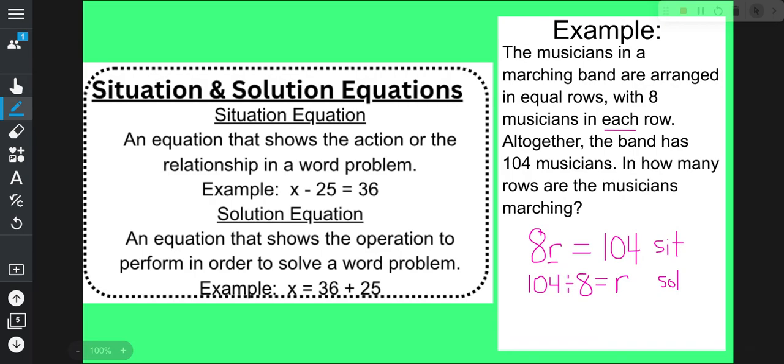If it's asking for a situation equation, the variable must be part of the equation. If we are finding the solution equation, then the variable is at the end or the answer portion of our equation. If we were to solve this out, we will get r equals 13 rows of musicians needed. But for the most part, I just wanted you to understand how to put together the equations.